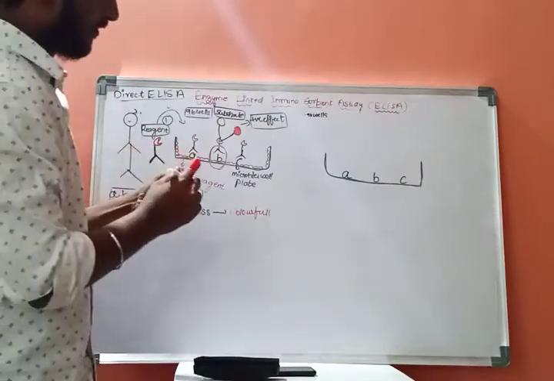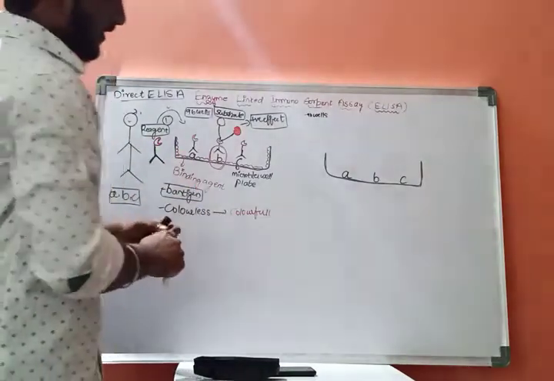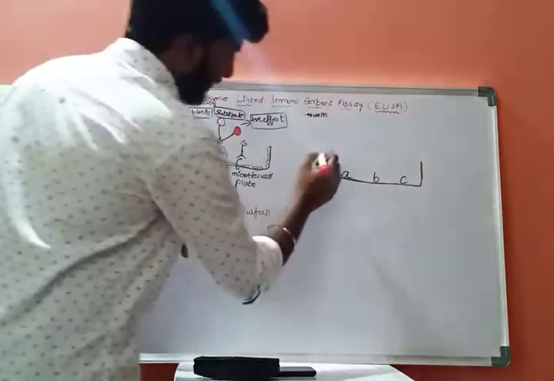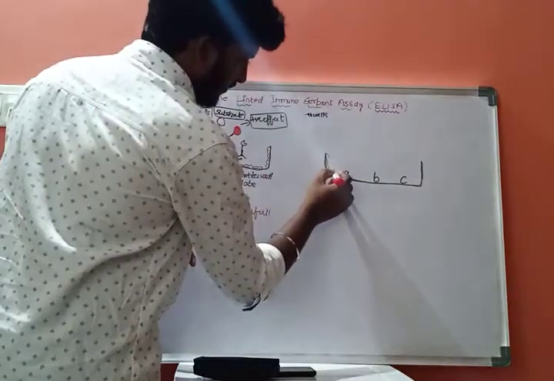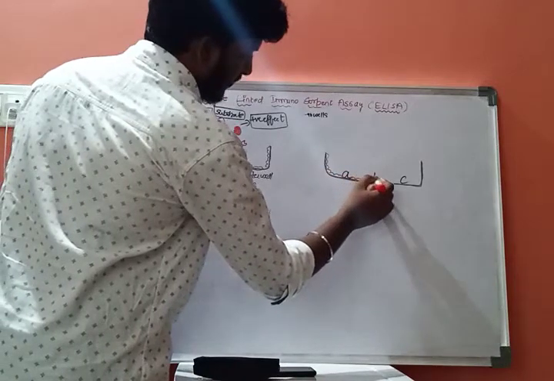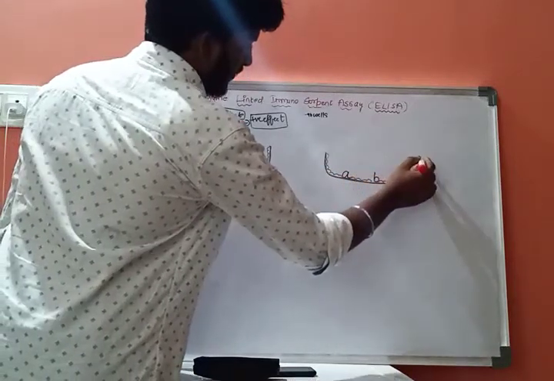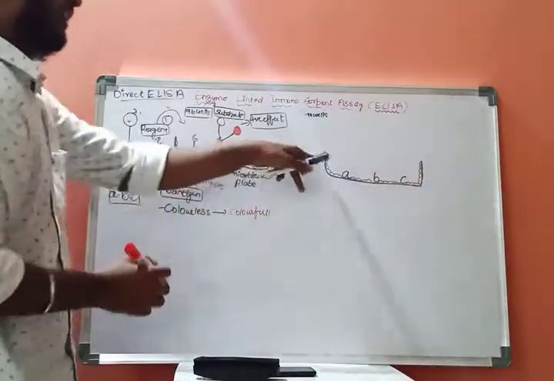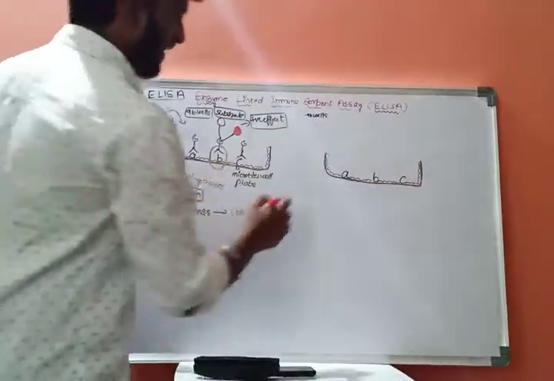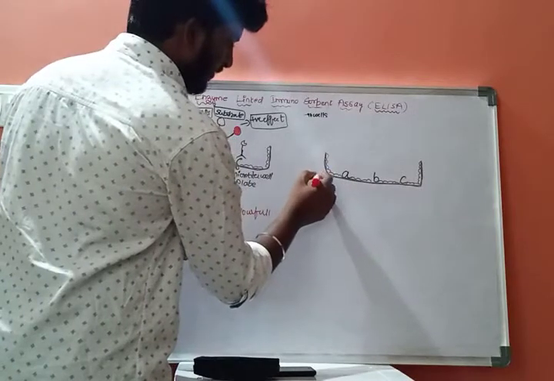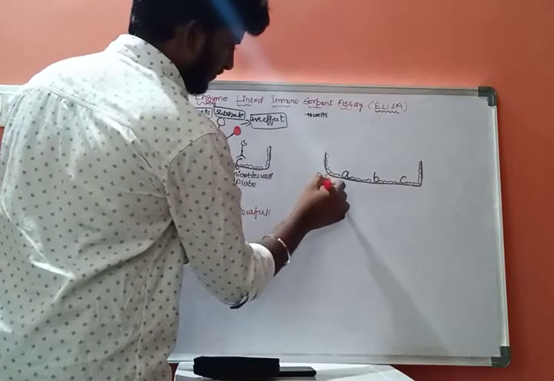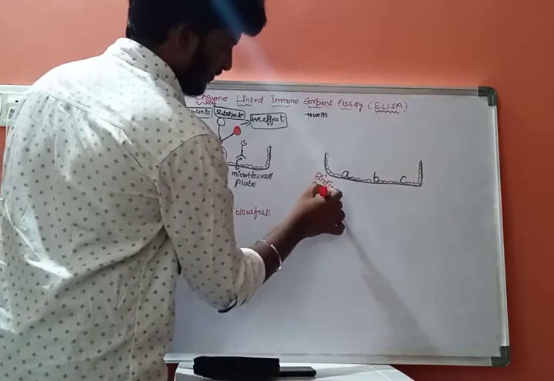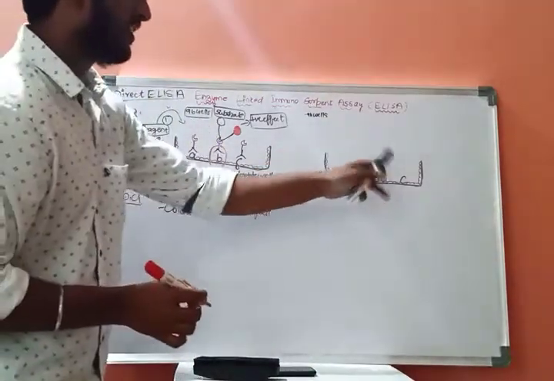After the pouring of the antigens, the binding agent should be added. This red colored substance is the binding agent.